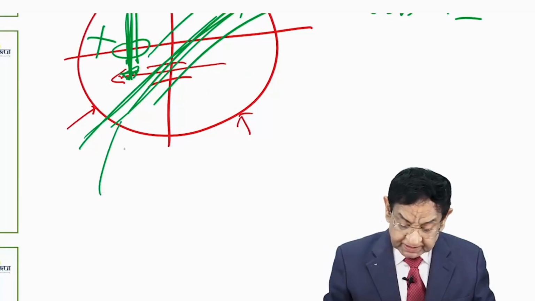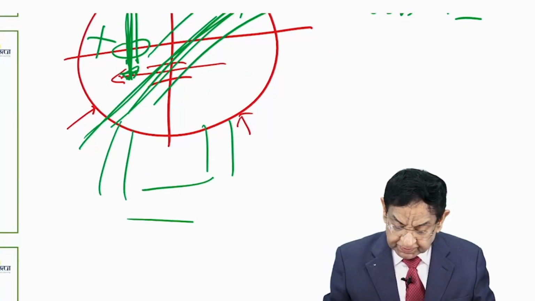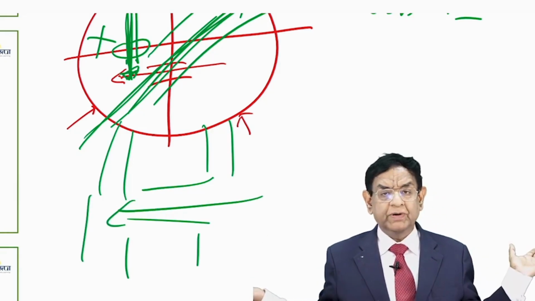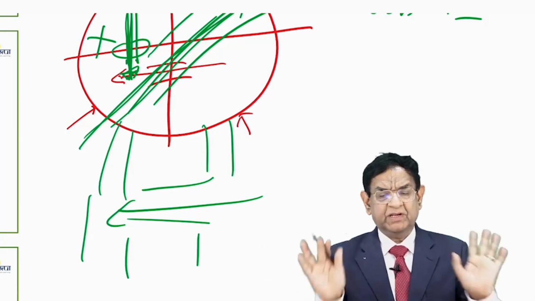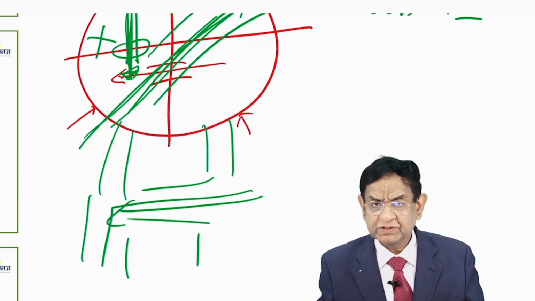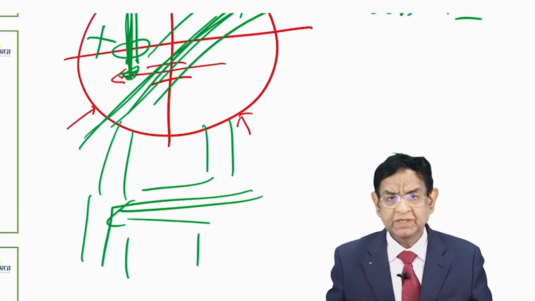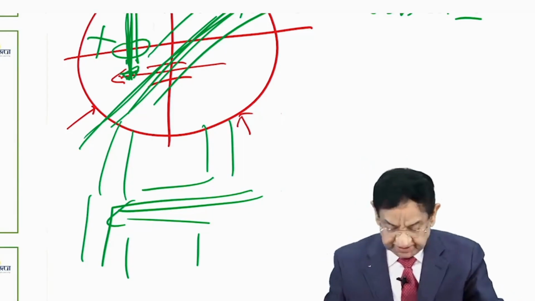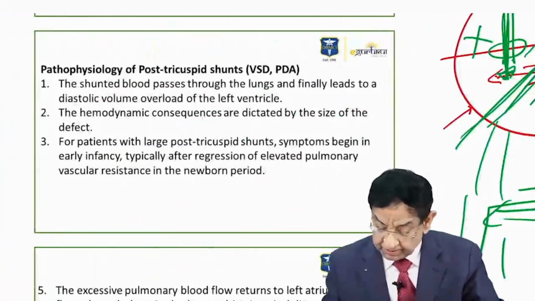Same thing in PDA also. In PDA also, blood is going like this. Oh, it has totally bypassed the ventricles also. Blood will be always flowing like this. So that's why in PDA also, the PAH occurs early as compared to ASD. So we are clear about, right?